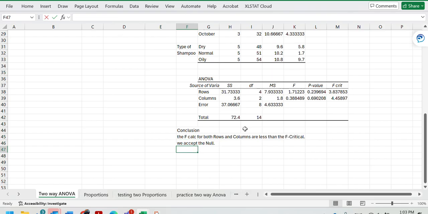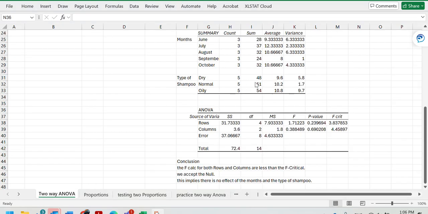Null says this implies there is no effect of the months and the type of shampoo. On this, we look at the discussion here. Now, if you look at the total values and the average, look at the average in the months, 9, 12, 10, 8, 10, almost similar, right? Yes? And if you look at the average in the type of shampoo, 9, 10, 10, almost similar. We don't find anything very interesting to note down from here, correct?